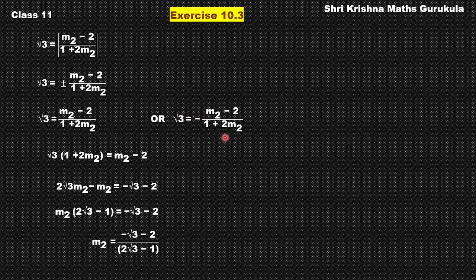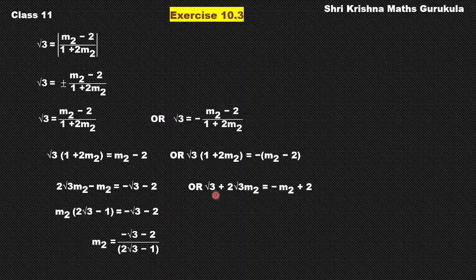Similarly, let us find the slope of m2 when the term is negative. So this will be root 3 into 1 plus 2m2 is equal to minus of m2 minus 2. So let's multiply this. It becomes root 3 plus 2 root 3 m2 is equal to minus m2 plus 2. Now take m2 to LHS and this constant to RHS. This gives us m2 plus 2 root 3 m2 is equal to minus root 3 plus 2.